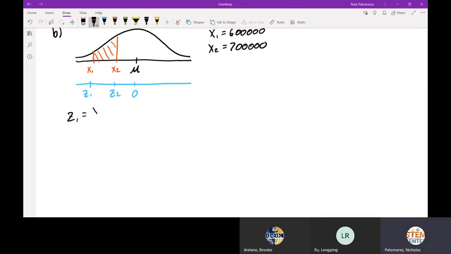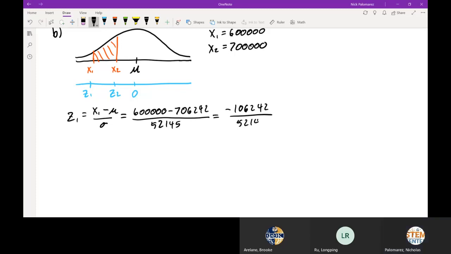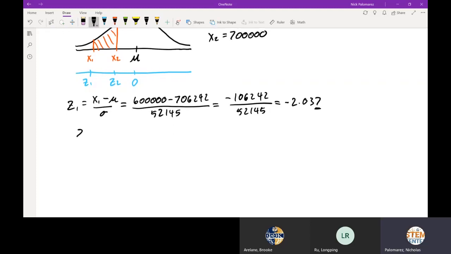So z1, we'll use our first x value minus the mean over the standard deviation, 600,000 minus our average was 706,242, all divided by our standard deviation. Subtracting in the numerator gives us negative 106,242, and dividing yields negative 2.037. We'll keep 3 decimal places because we're going to have to round to 2. So our check digit 7 is above 5. So our z1 value that we will use is negative 2.04.